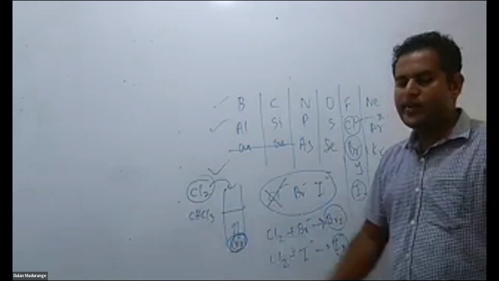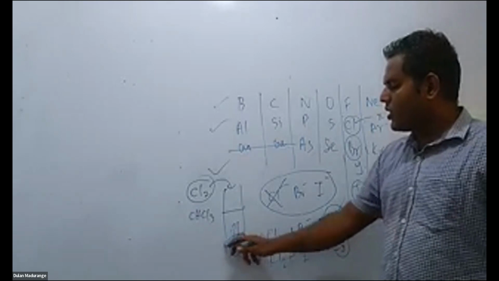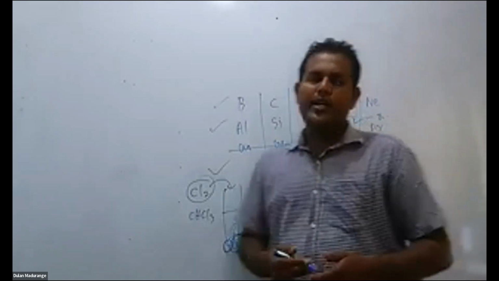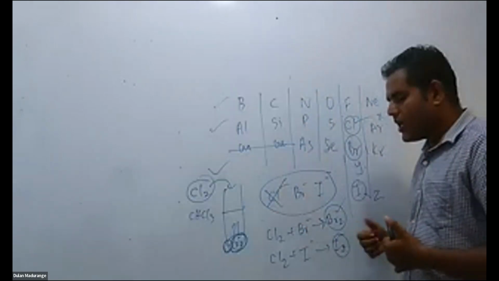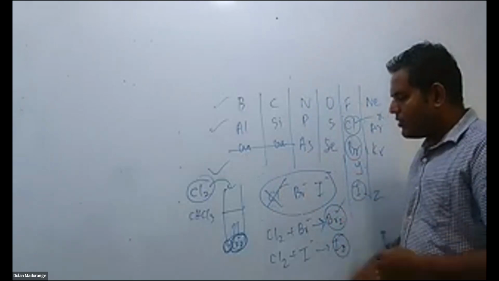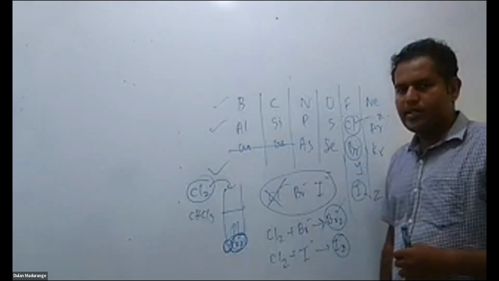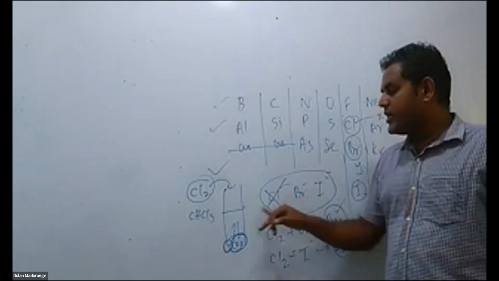When I2 is formed, the chloroform layer becomes purple. As you get Br2, the chloroform layer will get a yellow brown color. So when Br2 forms, a yellow brown color appears, and when I2 forms, a purple color appears. So you will be getting different colors. Right? So this is the chloroform bubble test. In the chloroform bubble test, when Cl minus is present, there's no reaction with Cl2.